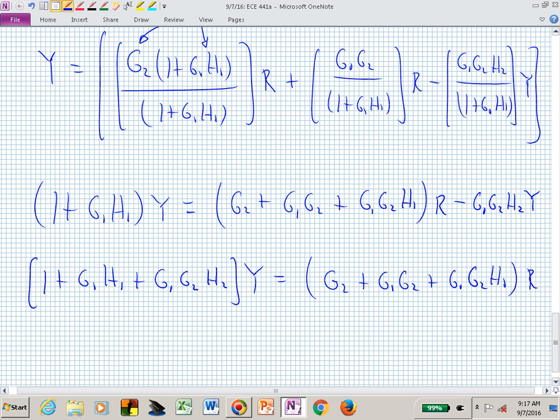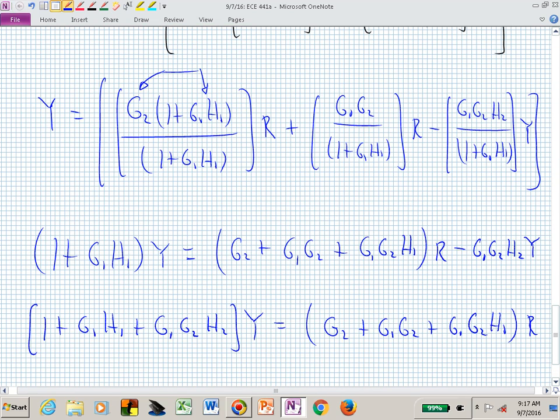So which three terms? I have two sets of three terms. The question was, why are there three terms that scale r? The three terms that scale r, this one is sort of hidden. That g2 multiplies 1, and it also multiplies g1h1. So if I distribute that g2 across those two terms, I get two terms there. And then I have that third term, g1 g2, scaling r in the middle transfer function. Does that help?